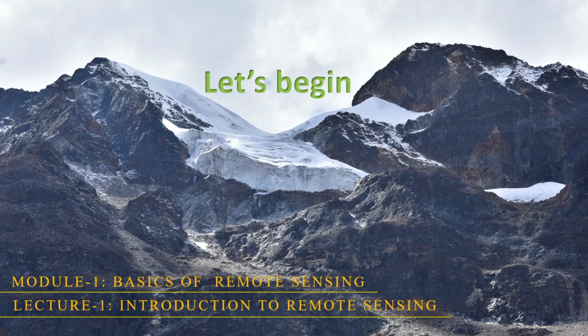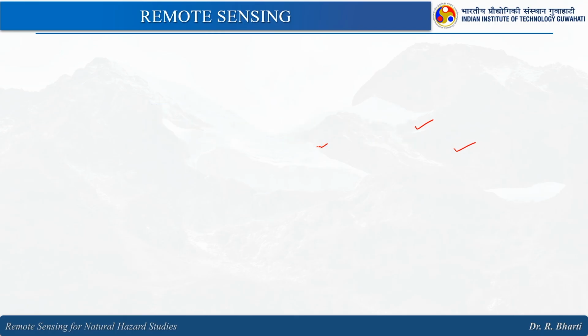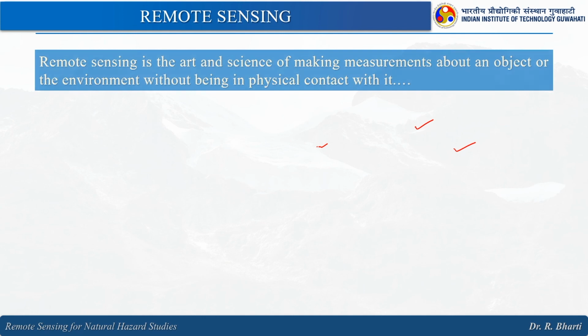Let's begin. So this is module 1, basics of remote sensing, and lecture number 1, introduction to remote sensing. When we talk about remote sensing, we have a few questions in our mind, like what is remote sensing, what do we measure, and what kind of output we get. So to clarify these doubts, let us start this basics of remote sensing, and I hope by the end of this lecture you will get all the answers to these three questions.